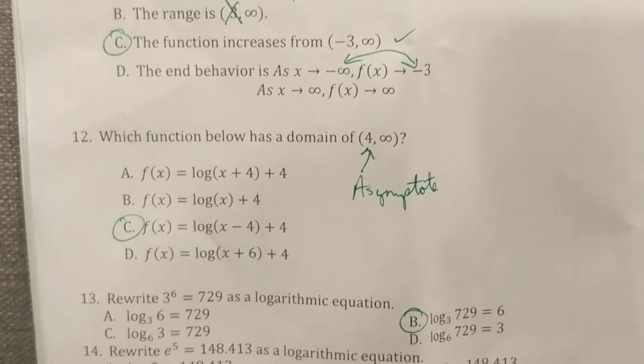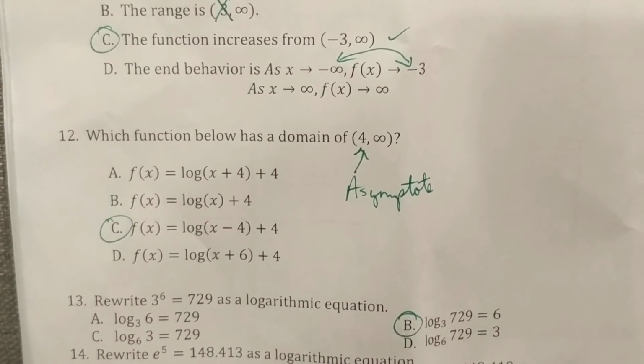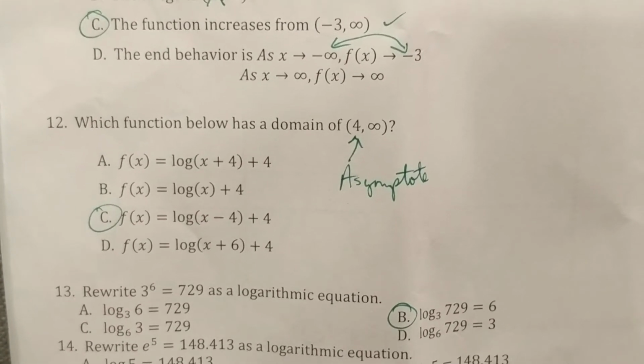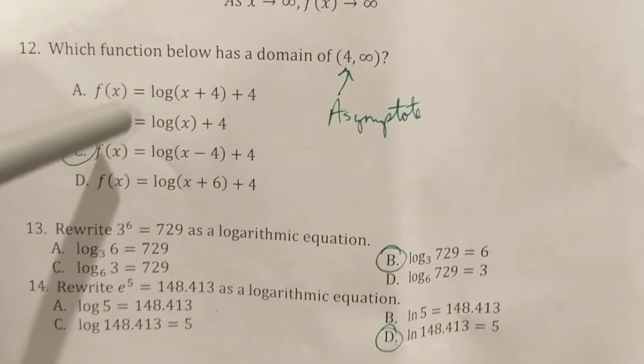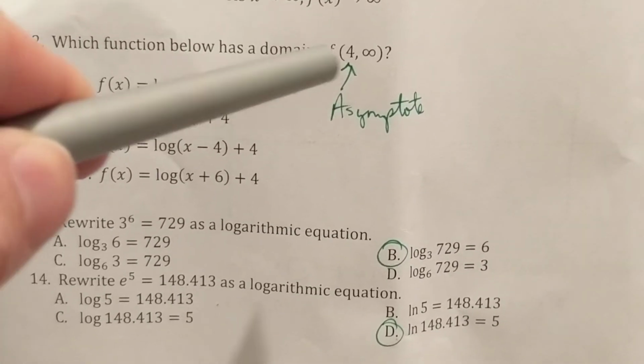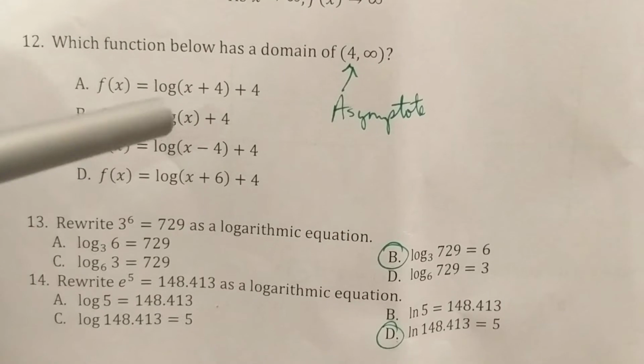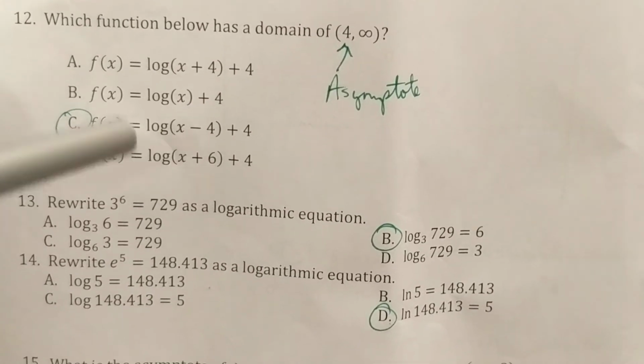And number 12, which of the functions has a domain of 4 to infinity? Domain for logs, because you notice all the answer choices are logs, so that's why the domain is asymptote to infinity. So you find the one that has an asymptote of 4, that would be C.